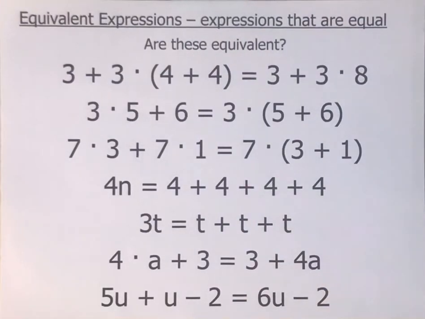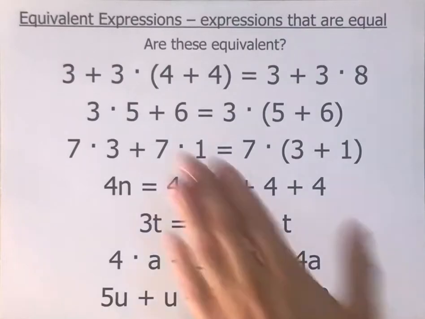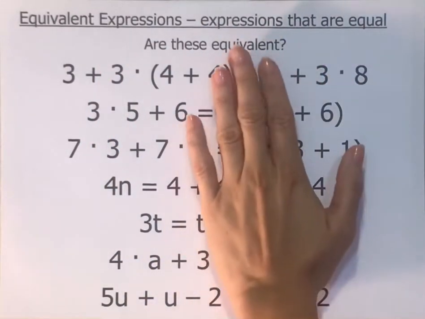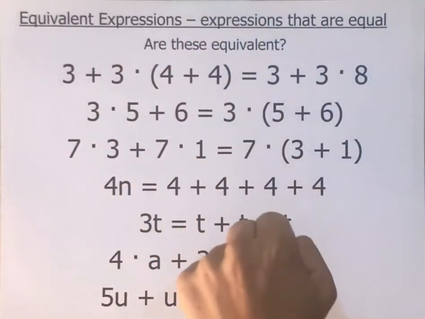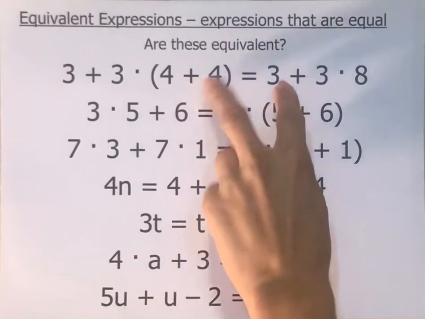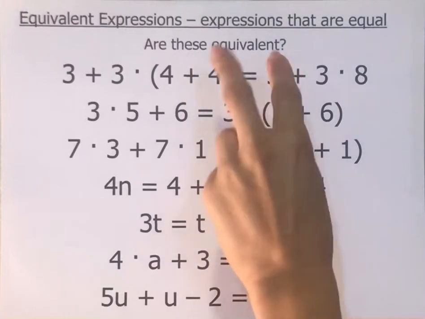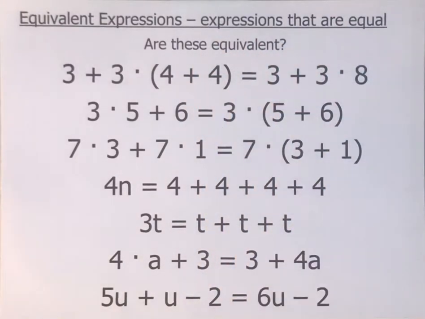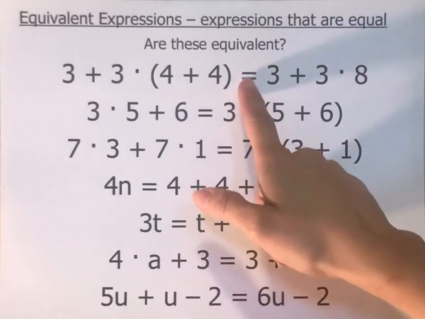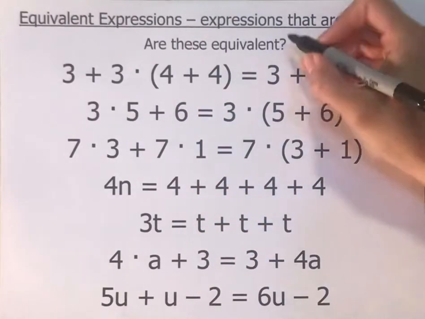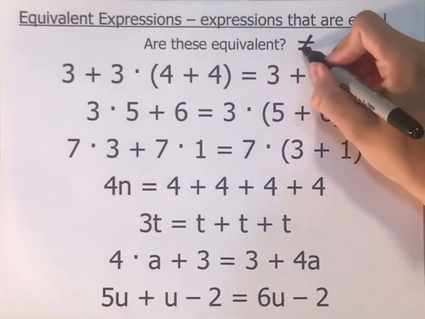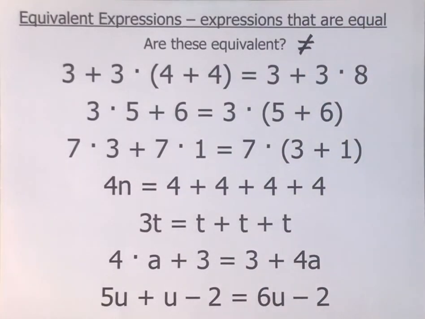All right, let's talk about equivalent expressions again. This time, I've listed two expressions and we are going to decide if they are equivalent to each other. So we're trying to figure out if they are equal. That means they need to equal the same amount or look the same on both sides. If they're equal, we're going to keep the equal sign. If they are not equal, we're going to put a slash through it because that represents not equal. Okay? All right, so let's take a look at the first one.